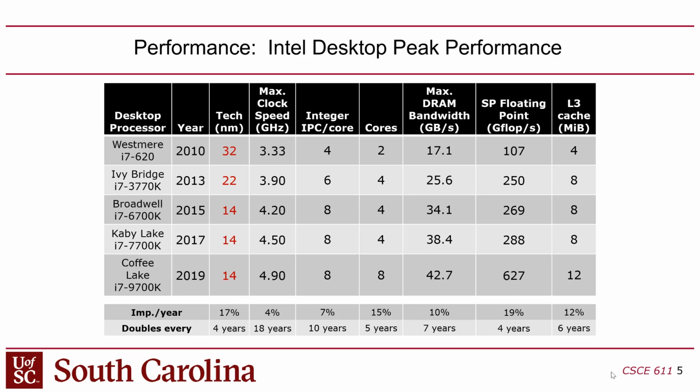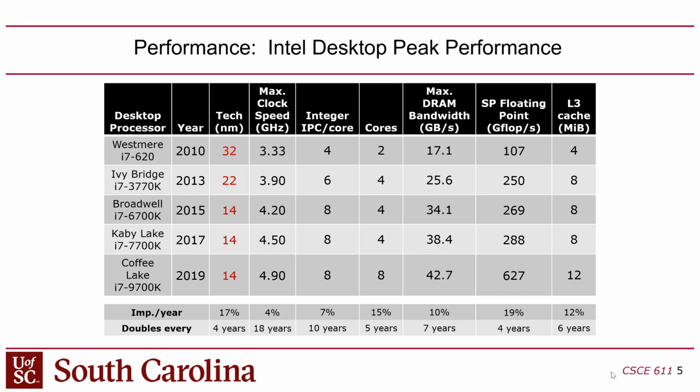And so for example, you look at clock rate, right, that's improved only 4%, doubling every 18 years. The integer instructions per clock cycle, per core, is only improving at a rate of 7%, which means it doubles every 10 years at that rate. Number of cores doubles every 5 years. DRAM bandwidth every 7 years.